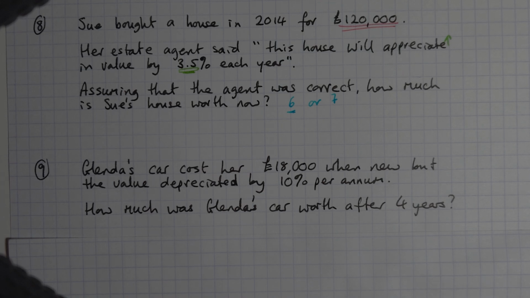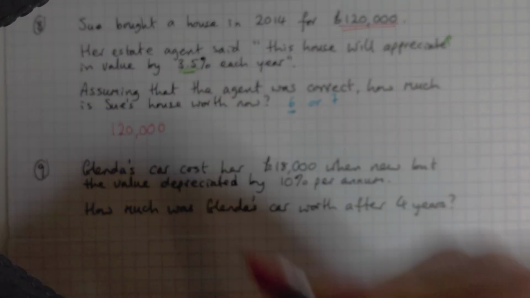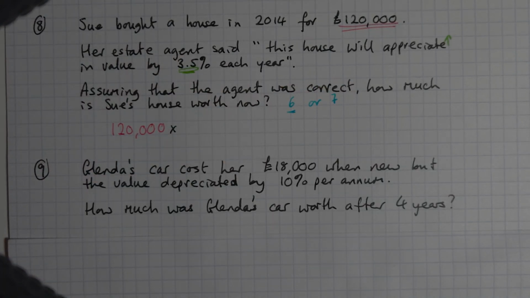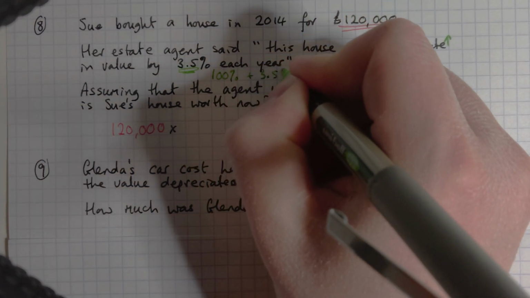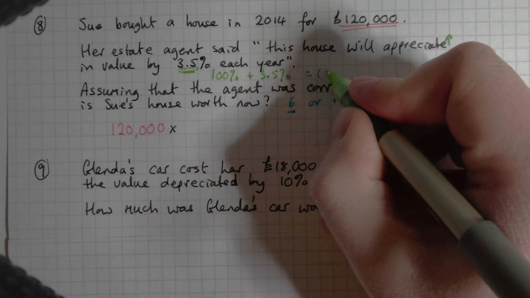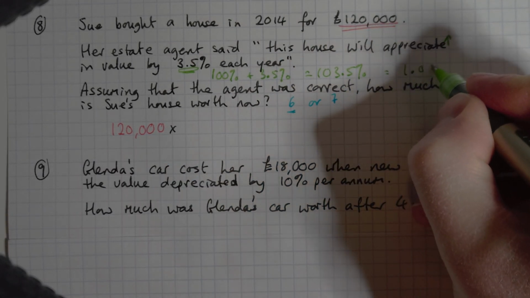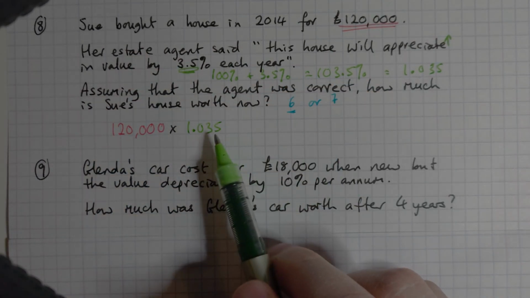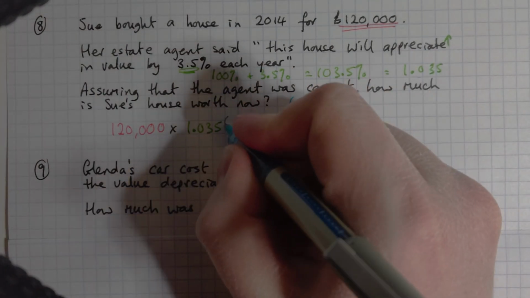Right, let's go ahead and do it. So the house was originally £120,000, that's my red number, times by, haven't worked out the multiplier yet, maybe I can just squeeze it into this line here. It's 100% add 3.5% because it's increasing, so it's definitely add. That would lead to 103.5%, which is 1.035 as a multiplier. So that's the one I want, 1.035. That's your multiplier for an increase of 3.5%. And I'm going to do this 6 times.